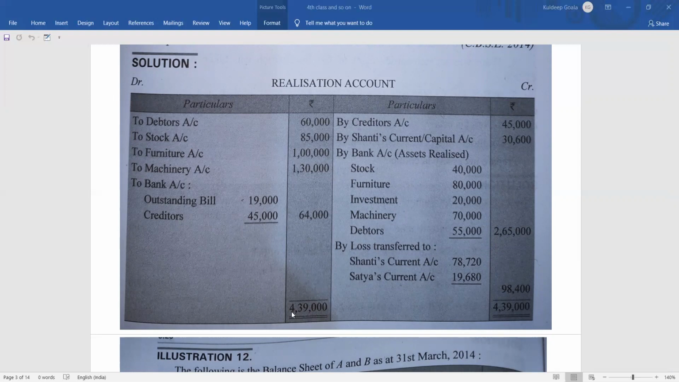Let's say the total is 4,39,000. Take the higher total on both the sides and deduct the credit side. We can see that the loss is 98,400. The loss is 98,400 rupees, and this loss will be transferred to partners capital account, or you can say current account, either of the things, current account or capital account, in their profit sharing ratio.